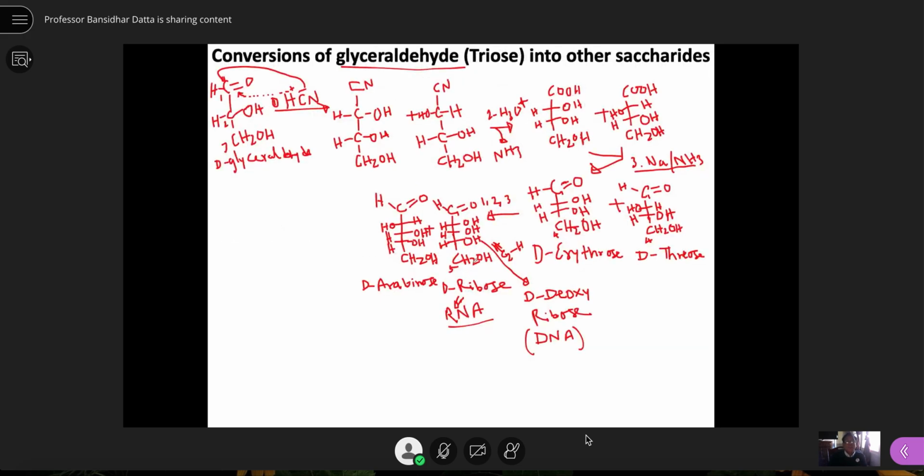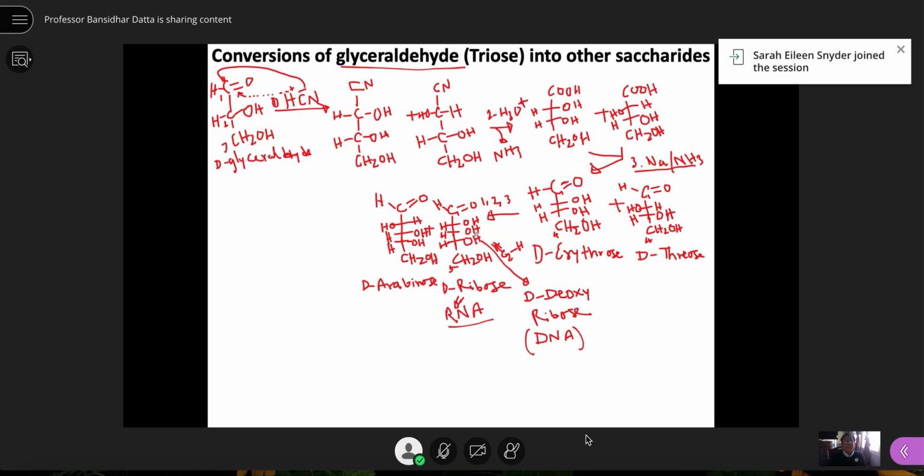Any question about this? We got the pentoses. The two of them are pentoses. And among the pentoses, the most important ones are D-ribose, which is present in RNA, and deoxyribose, which is present in DNA. The difference between these two molecules is the configuration of carbon number 2. D-ribose has a hydroxyl group on the right-hand side, and deoxyribose has hydrogen.